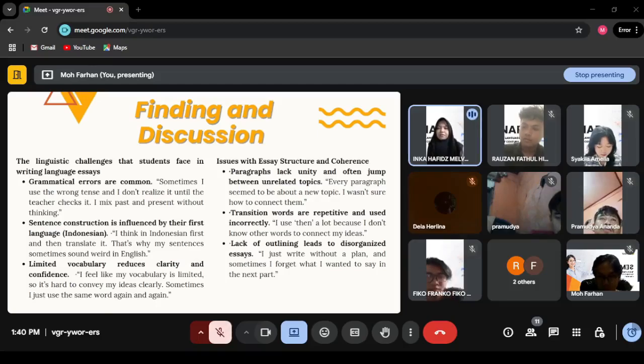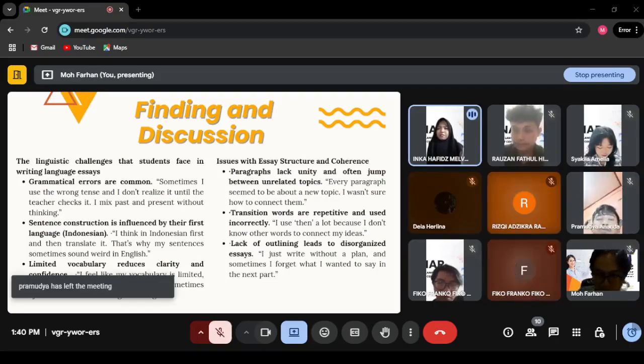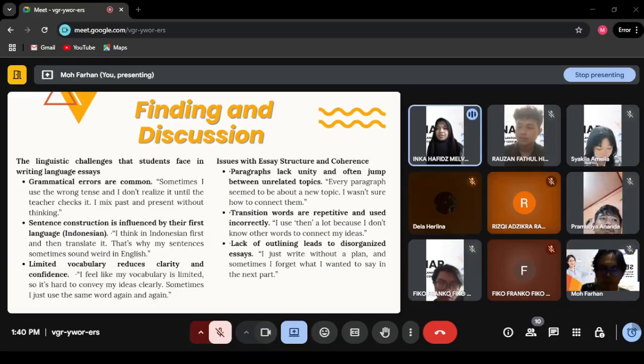Third is limited vocabulary, reducing clarity and confidence. As participant 3 explained, I feel like my vocabulary is limited, so it's hard to convey my ideas clearly. Sometimes I just use the same word again and again.